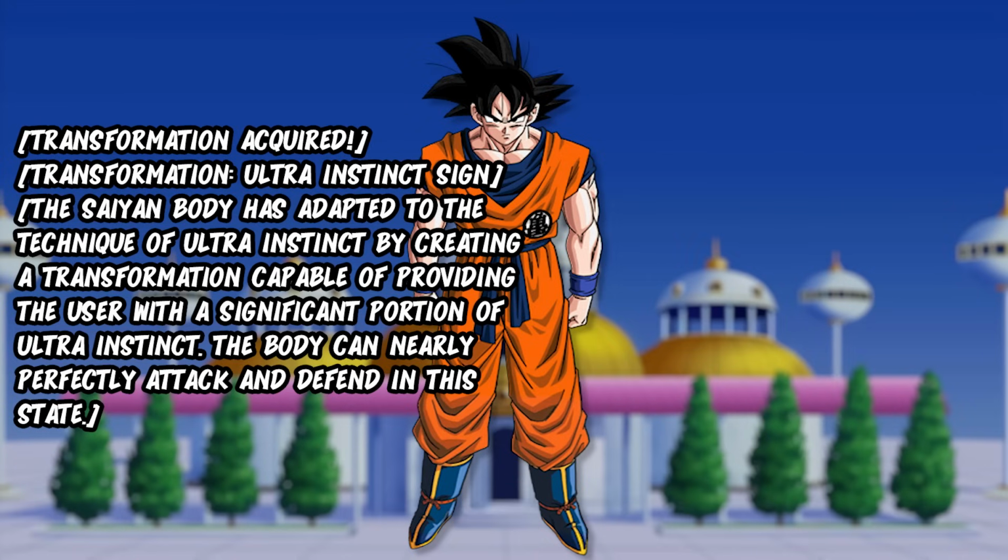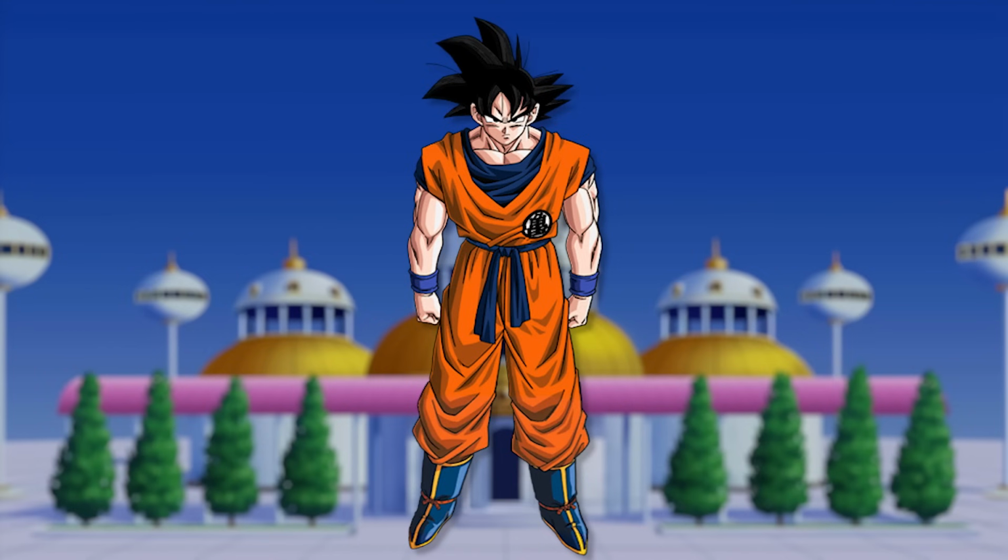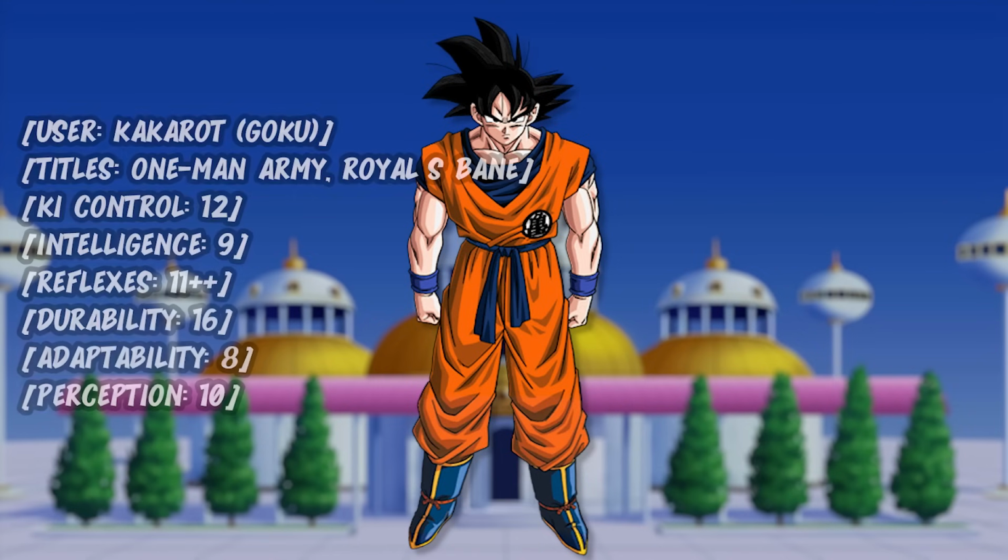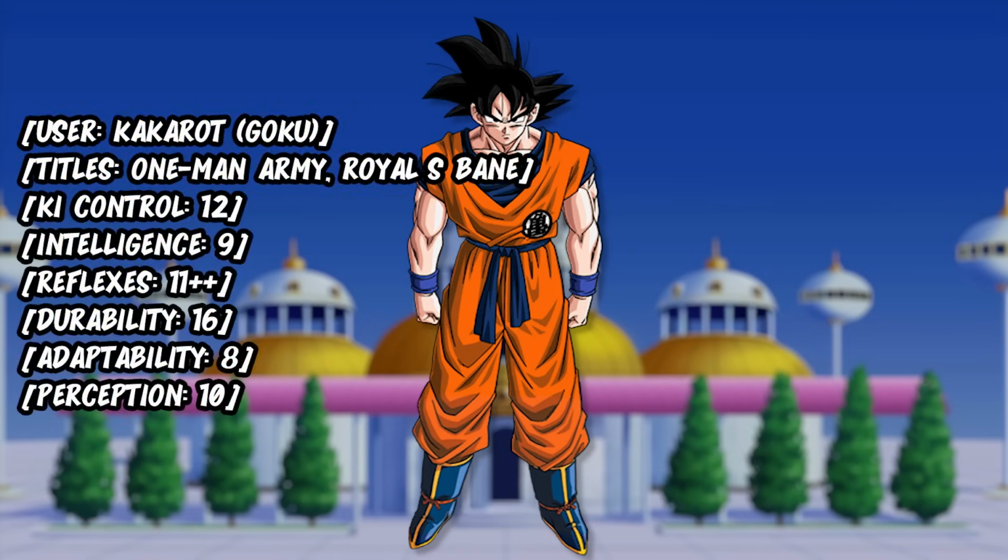"The Saiyan body has adapted to the technique of Ultra Instinct by creating a transformation capable of providing the user with a significant portion of Ultra Instinct. The body can nearly perfectly attack and defend in this state." What is surprising about this transformation is that when he uses the form, this is what his stats look like. "User Kakarot (Goku), titles One Man Army, Royals Bane. Key control 12, intelligence 9, reflexes 11++, durability 16, adaptability 8, perception 10."